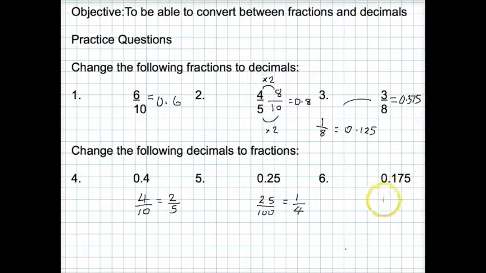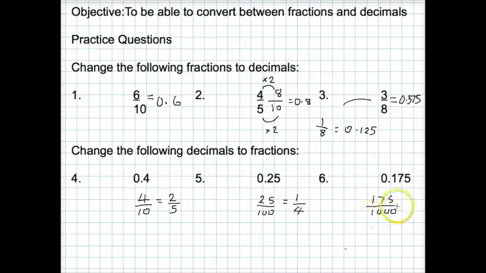0.175, well, this becomes 175 over 1000. And you should be able to see here what I've done. When it's 1 decimal place, we write it over 10. When you have 2 decimal places, we write it over 100. When we have 3 decimal places, it has to go over 1000.